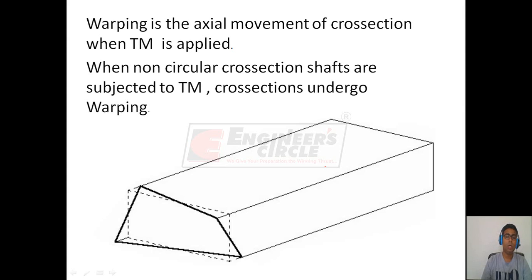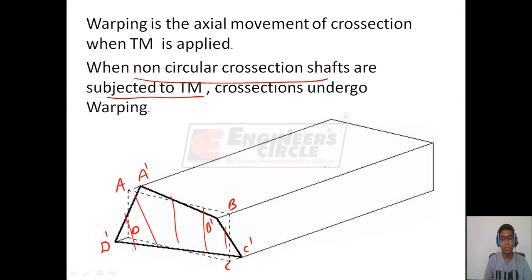For example, see this diagram. It can be seen that before the application of load, the plane section A, B, C, D has now warped, and the cross section after the application of twisting moment is A dash, B dash, C dash and D dash, and this A dash, B dash, C dash and D dash is no longer a plane. So whenever non-circular cross sections are subjected to twisting moment, those cross sections will undergo warping, but circular cross sections will not undergo warping. Before and after the twisting moment application, they will remain plane.